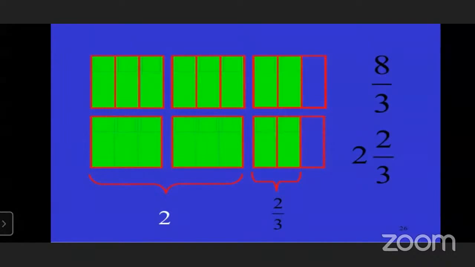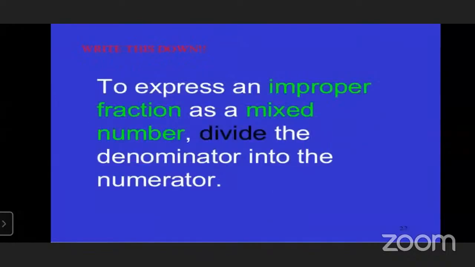By observing these diagrams, we can say that 8 upon 3 is equal to 2 and 2 upon 3. The first one is an improper fraction and the second one is a mixed number. Now we will see this. To express an improper fraction as a mixed number, divide the numerator by the denominator.